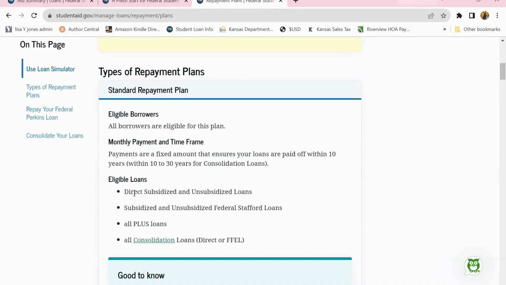So this is eligible for direct subsidized and unsubsidized loans. You have both of those. You don't have any of these. You don't have plus. You do have plus loans because your graduate loans are plus loans. That's a definition of a graduate loan. It's either a plus loan for parents taking out loans for their kids or for graduate school, but they are direct subsidized and unsubsidized, so you're fine.